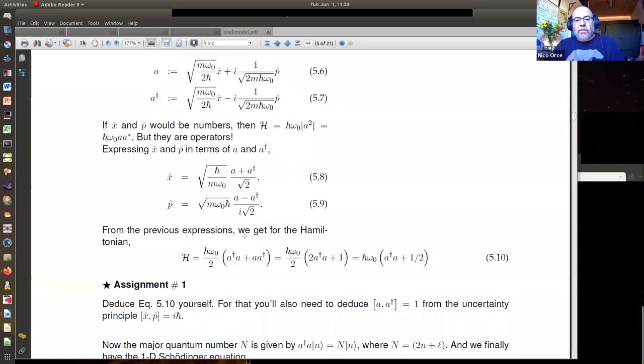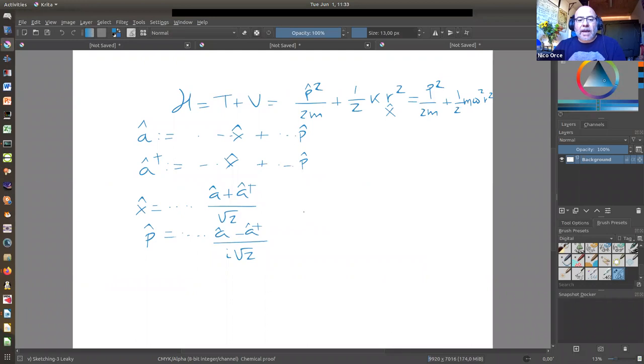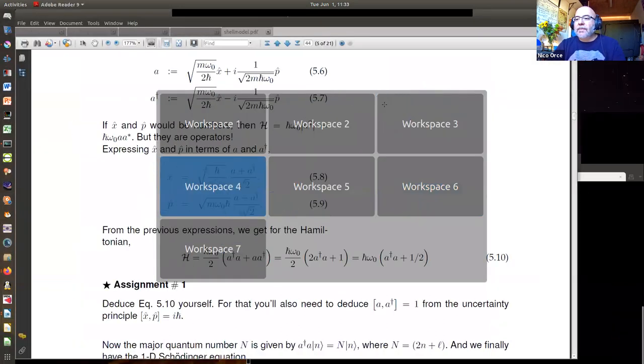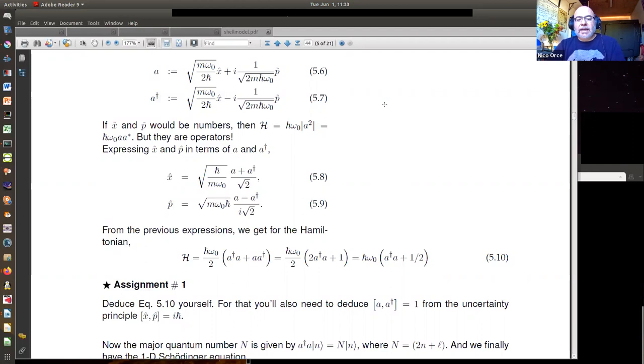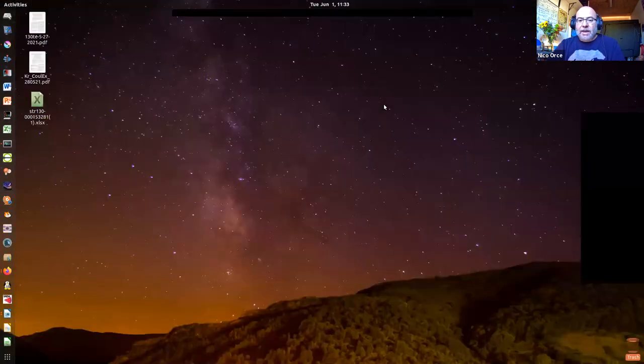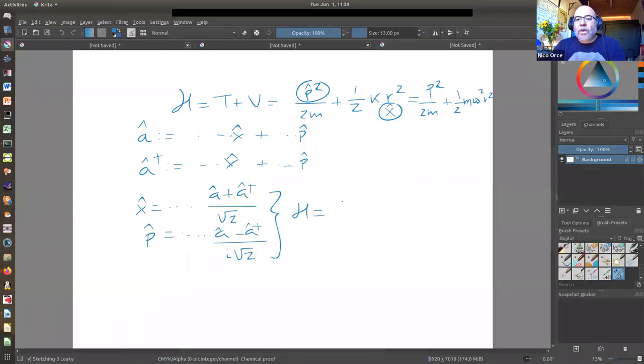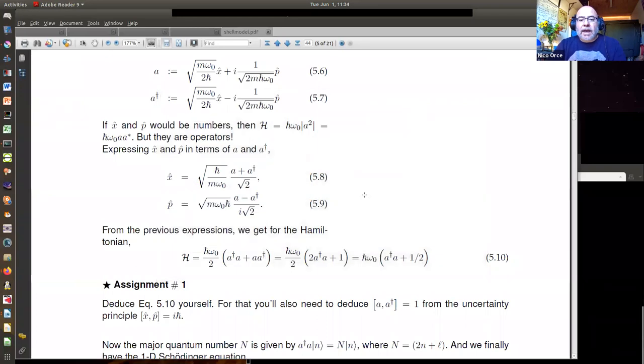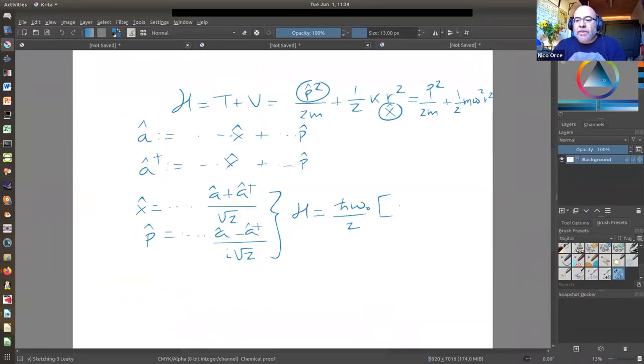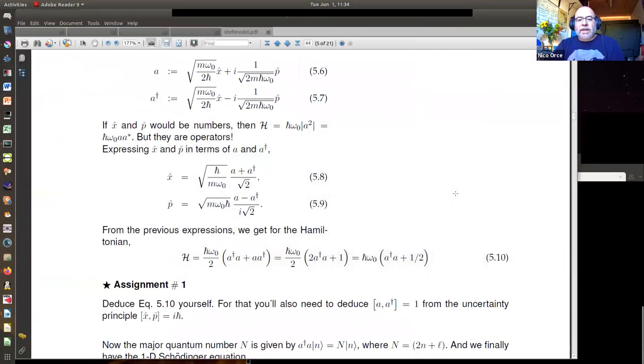Right? So basically, the Hamiltonian suddenly changes by using second quantization. The Hamiltonian changes into something much simpler. We just substitute what P squared and X squared are according to this new formalism that we're introducing. And you can see that the Hamiltonian becomes h bar omega naught over 2 times A dagger A plus A A dagger. Always with this hat showing that these are operators, right?